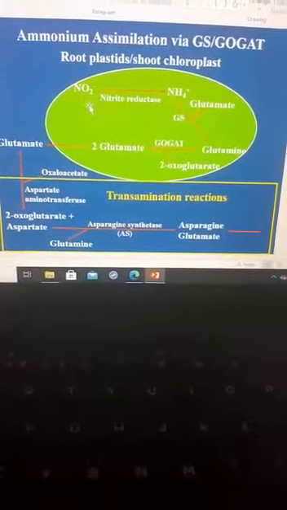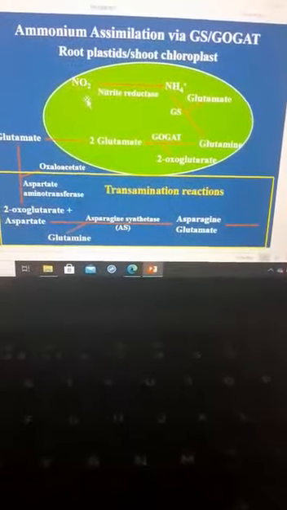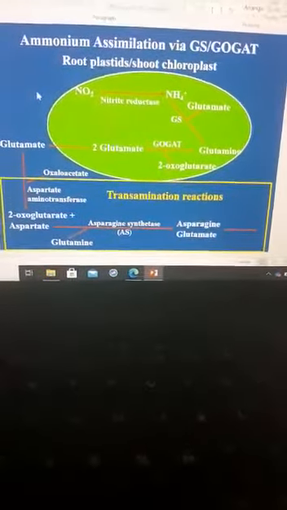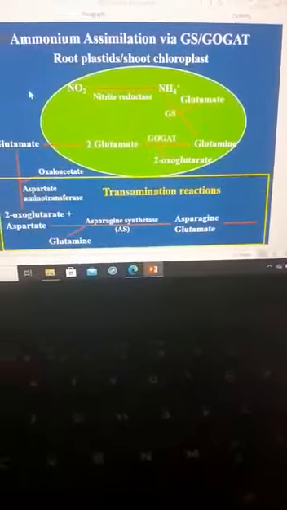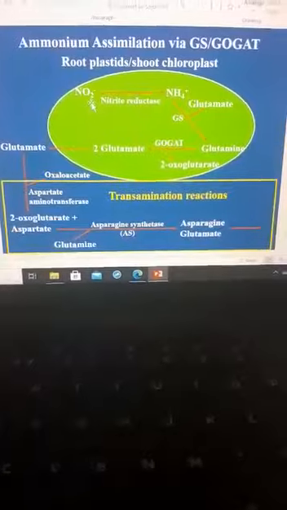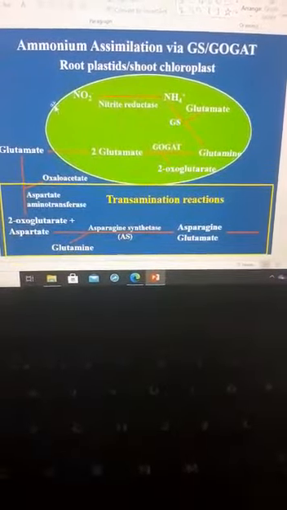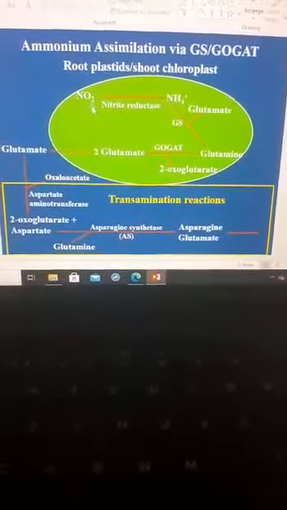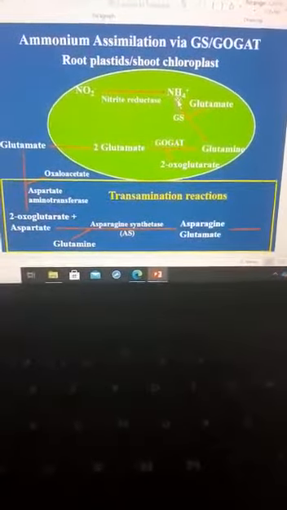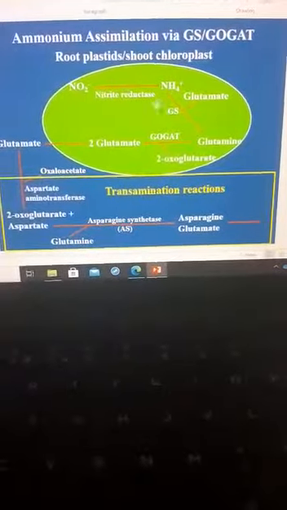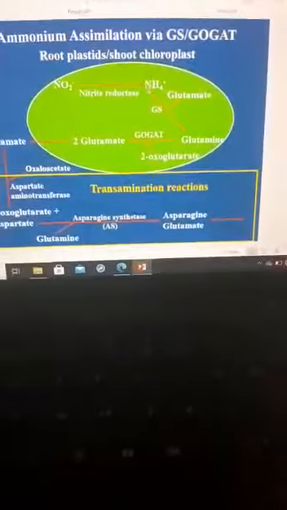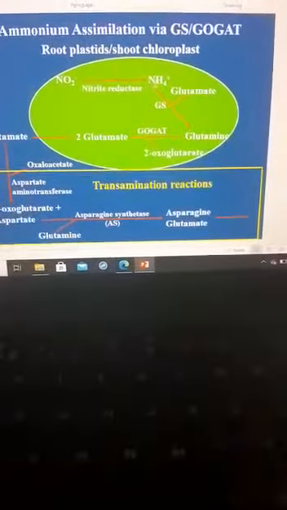You can see, even though it is not indicated here, a plant that would have absorbed nitrate from the soil will have to reduce it to nitrite, and the enzyme that will reduce that nitrate to nitrite is nitrate reductase enzyme. Then the nitrite will be reduced to ammonium by nitrite reductase enzyme. The next step is going to be the assimilation of this ammonium.